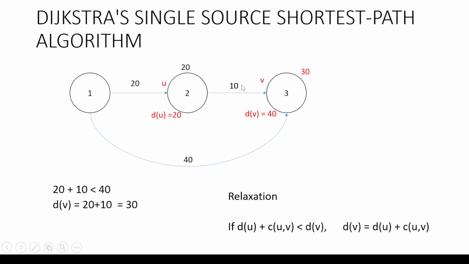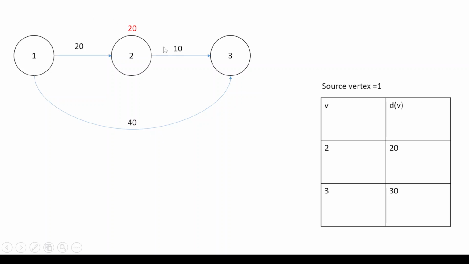Now we have tried all the edges. So finally I have the shortest distance from 1 to 2 as 20, and the shortest distance from 1 to 3 as 30, because I have one more path here which has a cost of 40, but I get less than that if I travel from 1 to 2 with a cost of 20 and 2 to 3 with a cost of 10. Total is 20 plus 10, 30. So I can conclude by putting it in a tabular format: if the source vertex is 1, to the vertex 2 the distance is 20, to the vertex 3 the distance is 30.